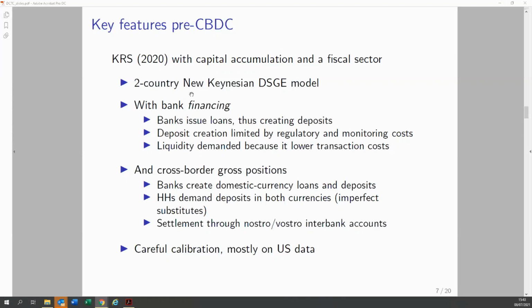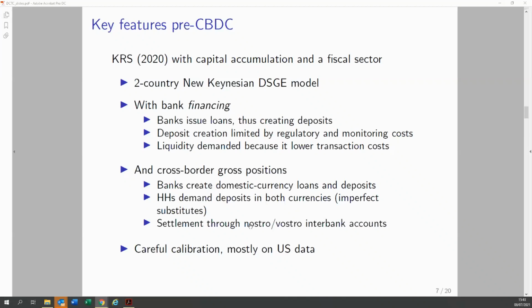So we have banks that issue loans and thereby create deposits. Deposit creation is limited by a set of constraints. These include regulations such as Basel and other constraints on the balance sheet. And liquidity is important in this model because it lowers transaction costs. This is also a model that features gross cross-border positions. So all the banking in one currency happens in one country, but agents in each country demand liquidity denominated in both currencies. And there is settlement of all the gross transactions that entails through interbank accounts.